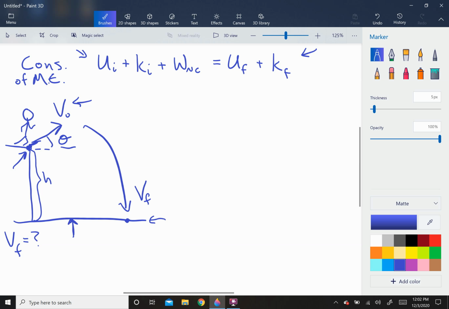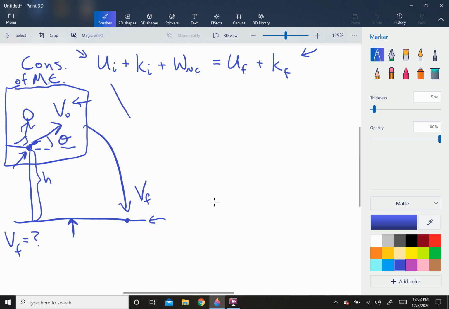So then let's look at how we use this. The first thing I say is when I look at the left, I'm only looking at my initial position. I only care about initial right now. So I look only at initial and I say, okay, is there any potential energy? U is potential energy.